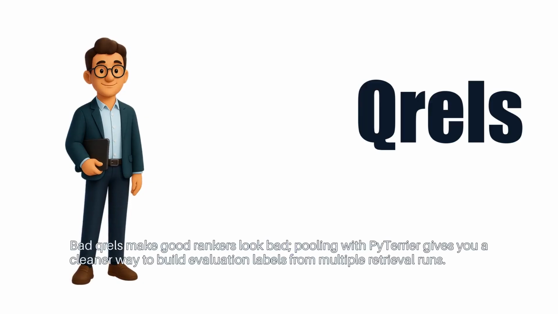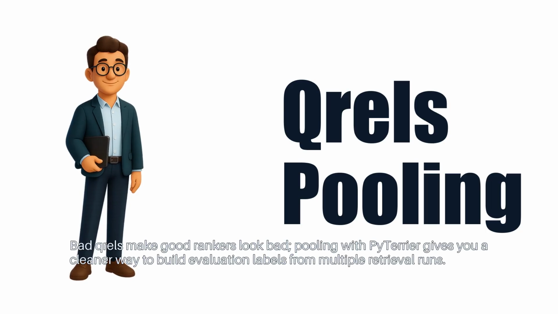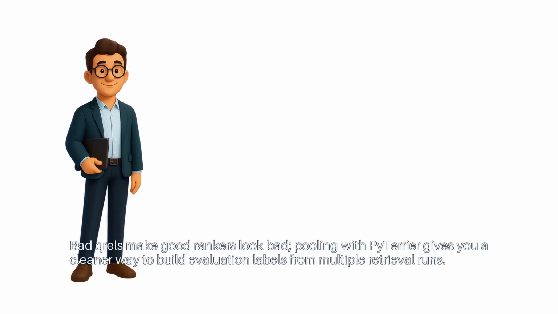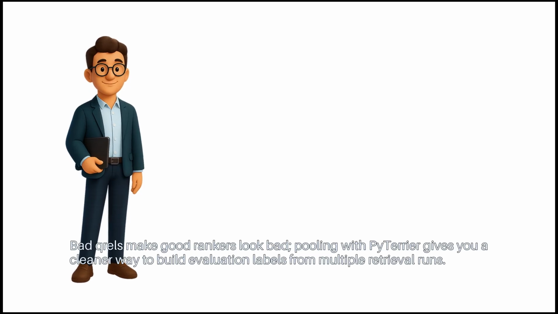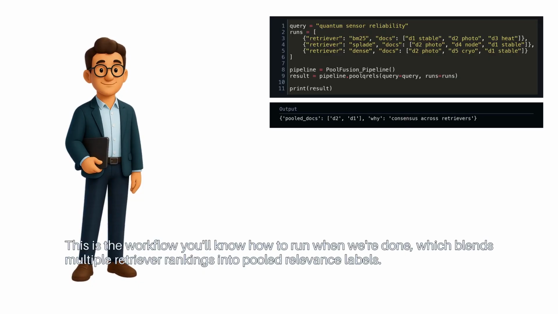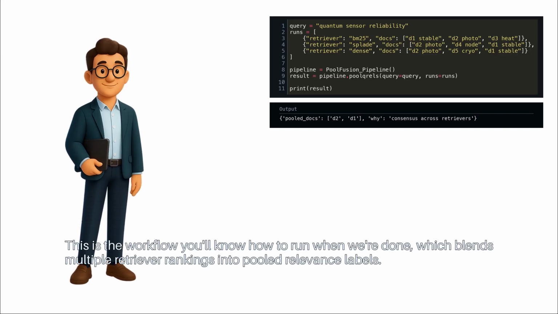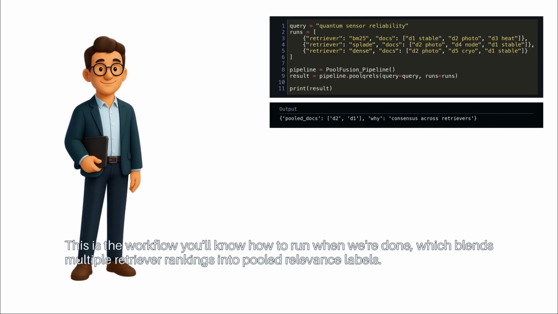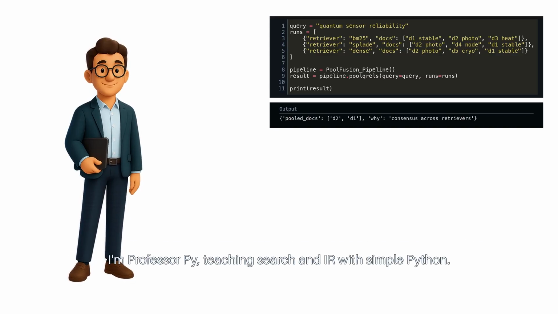Bad Qrels make good rankers look bad. Pooling with PyTerrier gives you a cleaner way to build evaluation labels from multiple retrieval runs. This is the workflow you'll know how to run when we're done, which blends multiple retriever rankings into pooled relevance labels. I'm Professor Pi, teaching search and IR with simple Python.